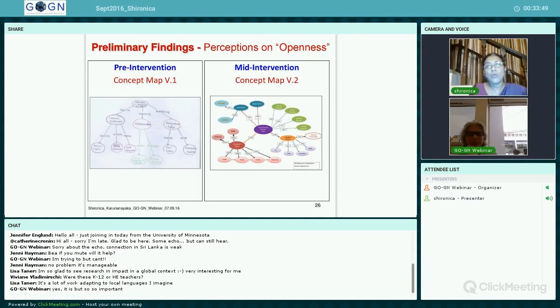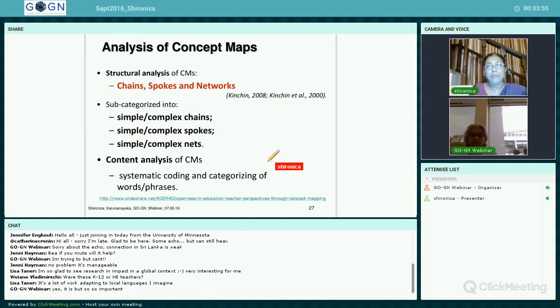And we were thinking how to analyze this in a more structured way. Then we used this model where structural analysis of concept maps was done, based on Kinchin et al.'s method using chains, spokes and networks. So we categorize them into simple and complex chains, that's like the flow chart, concepts leading from one to another, a very simple linear flow of concepts.